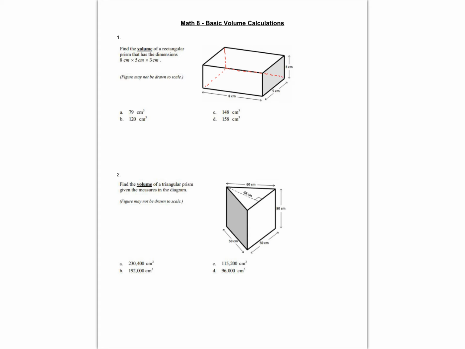Okay, so basically all you have to do for volume is find the area of the base. That's the part that the shape is sitting on, usually. So this is a rectangle. The base, the bottom of this shape, is a rectangle, and the formula is the area of the base times the height of the shape.